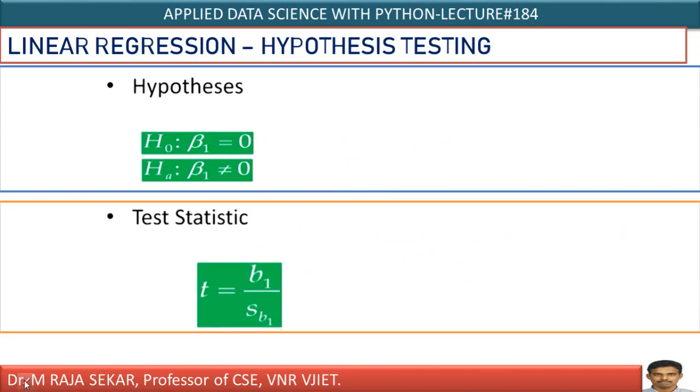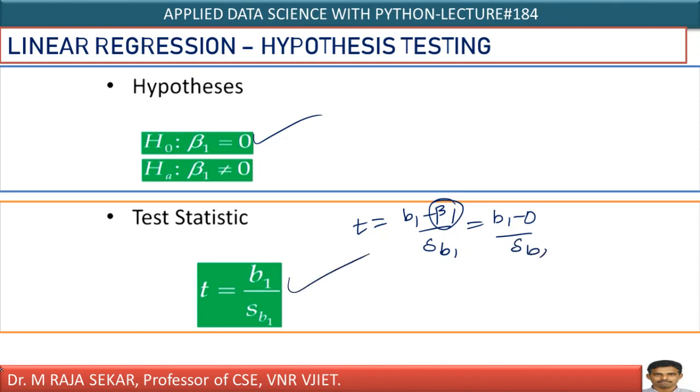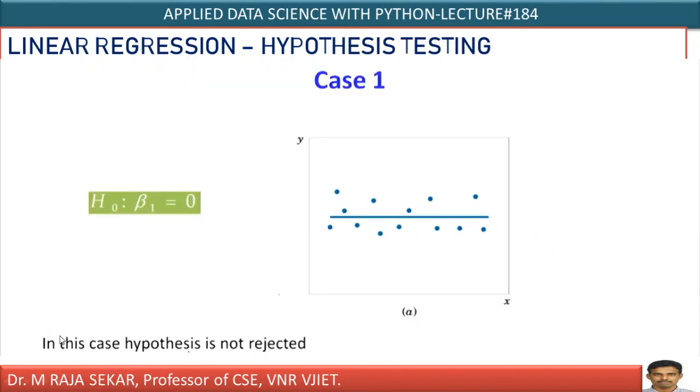What is my formula? As I told you, this formula is T equal to b1 minus beta 1 by SB1. This beta 1, anyway, we are assuming 0. If I keep 0, what will I get? b1 minus 0 by SB1. That's what it says, b1 by SB1. This is my test statistic.